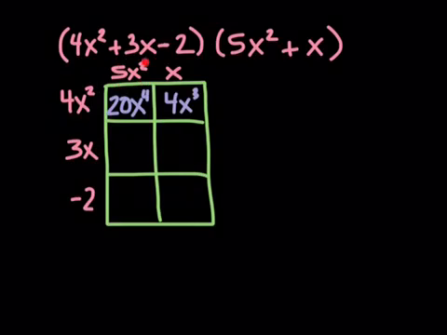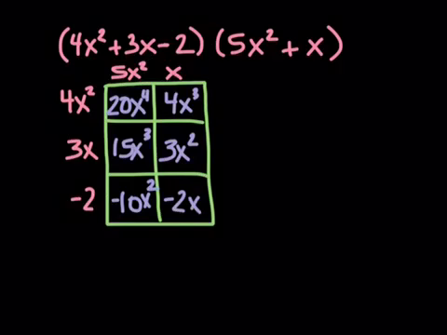Next, 3x times 5x squared. Well, 3 times 5 is 15. And x times x squared is x times x times x, which is x to the 3rd. 3x times x is going to be 3x squared, because x times x is x squared. Next, we have negative 2 times 5x squared, so negative 2 times 5 is negative 10. And then we still have the x squared part here. And then lastly, we have negative 2 times x, and that's negative 2x.